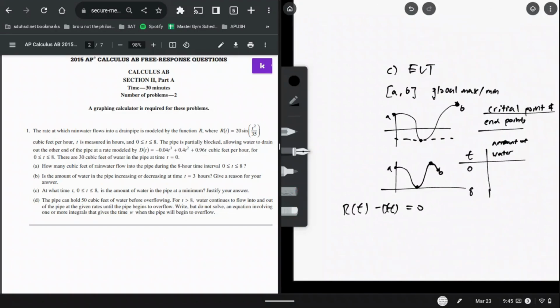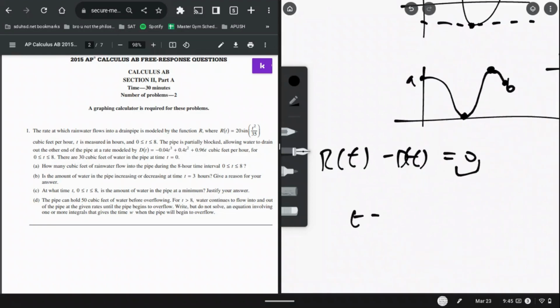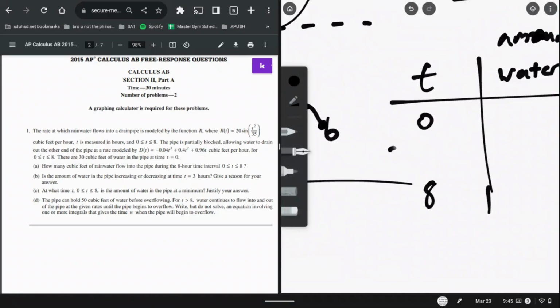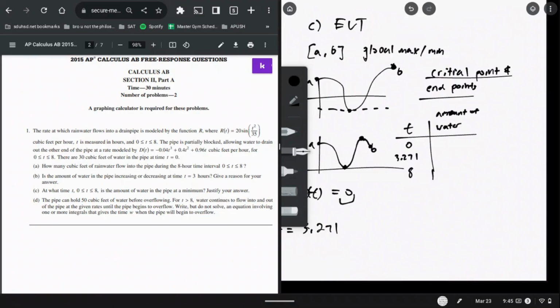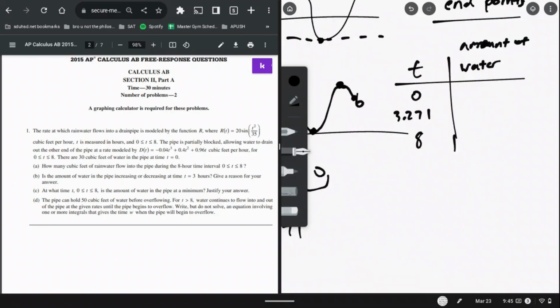And to do that, all you have to do is go into your calculator, press y equals, and this is where you're going to make your equation. And then after you make your equation, you set your window to 0 to 8 because that's where t is measured in hours for the problem, and you find when that equals 0. So when t equals 0, you should get 3.271. So we can write that here.